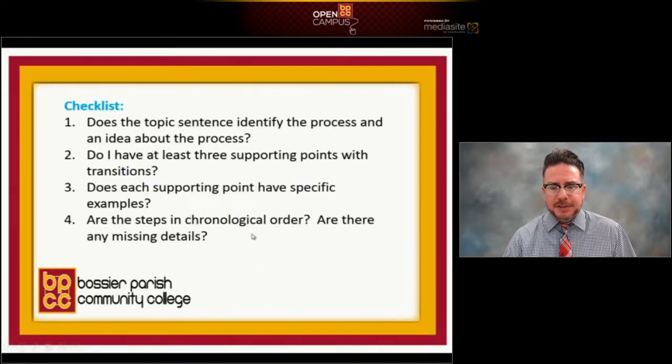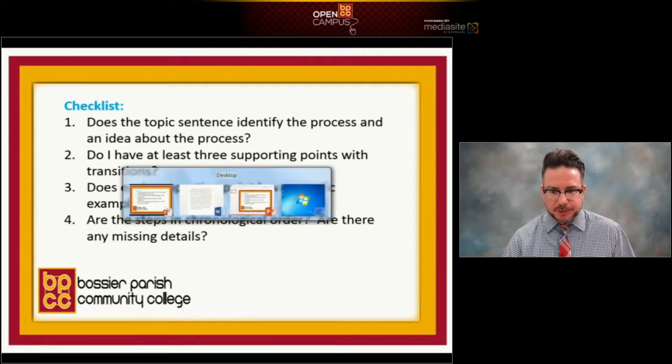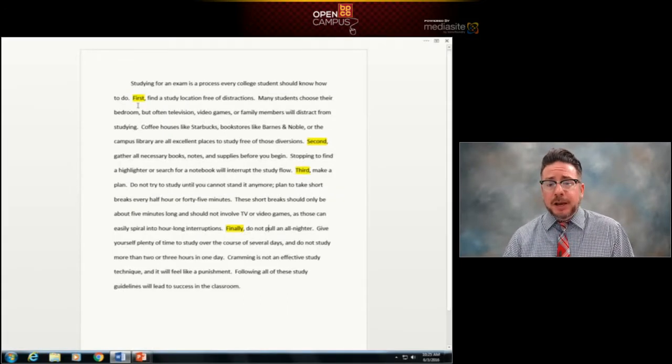All right, finally, are the steps in chronological order? Are there any missing details? Let's go back. It does seem like it's in chronological order, doesn't it? The first thing you would have to do is find a place to study. The second thing you would have to do is gather your materials. Third, plan out how long you're going to study. And the fourth, not pulling an all-nighter. It does seem like this is in chronological order. So I think that makes sense. I think our organization makes sense. So I think that that's good.